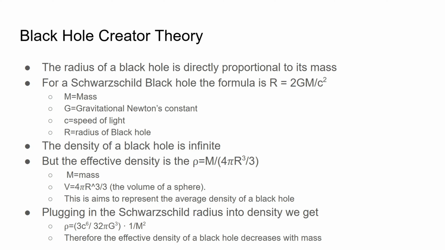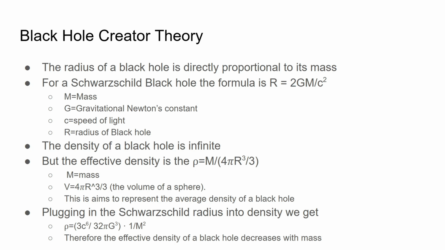So another theory is the black hole creator theory. The radius of a black hole is directly proportional to its mass. This is using Schwarzschild black holes, which are the ones that don't spin. There are equations for black holes that do spin, for Kerrs, but for the sake of this presentation, it's not worth getting into that math.